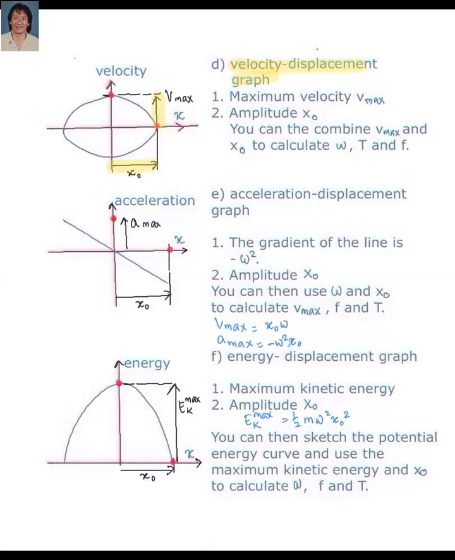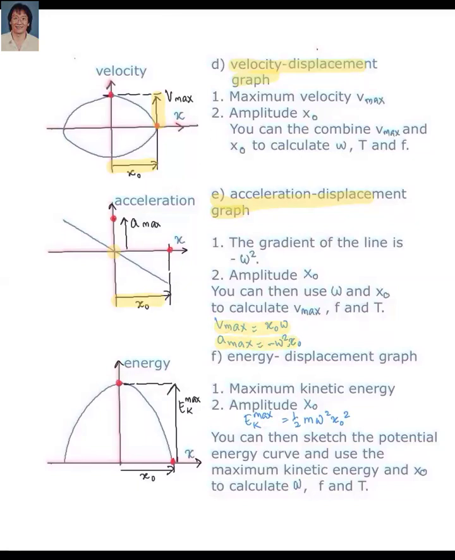Then we have to know the acceleration displacement graph. This graph consists of a straight line with a negative gradient passing through the origin, which is here. The gradient of the line is minus omega squared, which means if you can find the gradient, you can find omega. The next thing you can find is the amplitude of the oscillation. You can then combine omega and xo to calculate the v max, f, and T. Because the formula for v max is this, and the formula for E max is this.